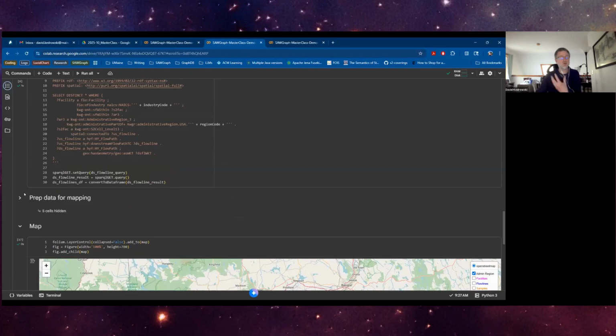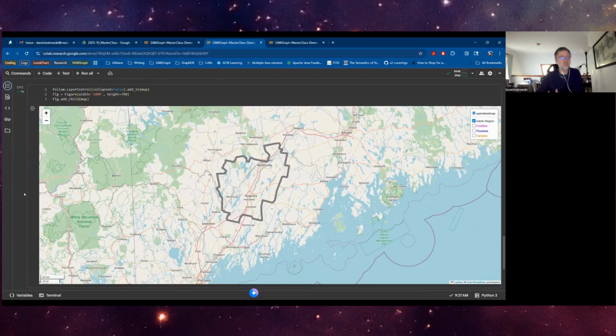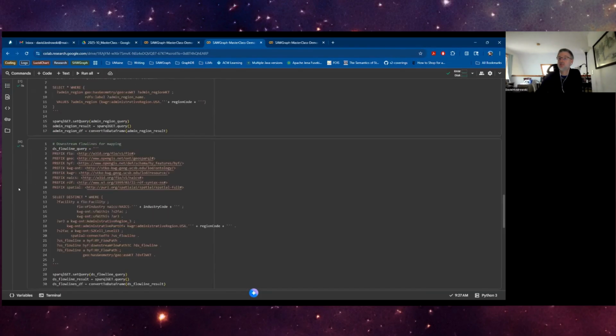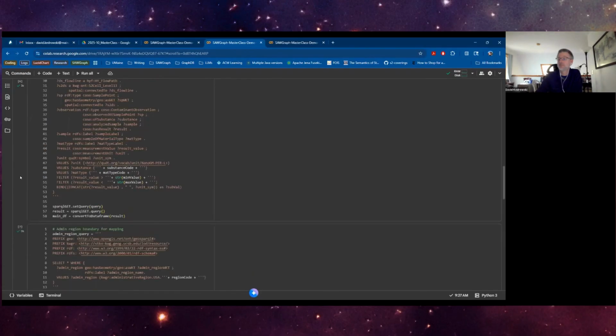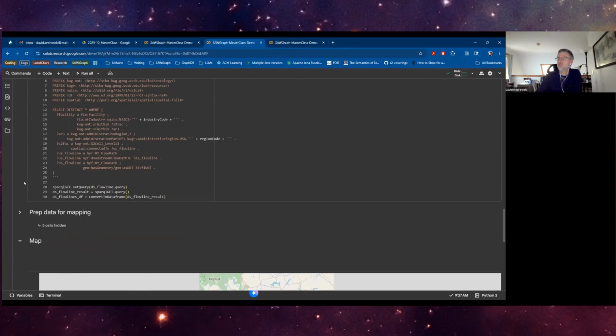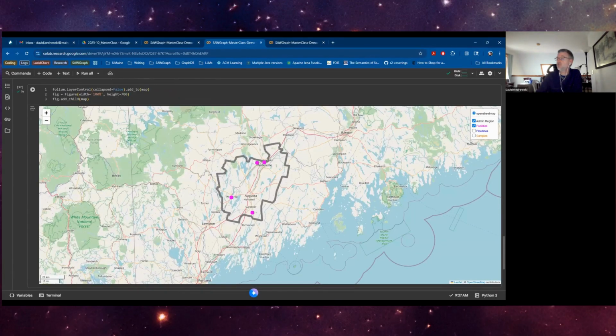And the couple of extra queries as I'm scrolling through there are just to pull up pieces of geometries for the map itself. So here I'm looking at Kennebec County in Maine, and what we're going to do is pull up facilities, and these facilities, I should have mentioned this back up here, are specifically in the wastewater treatment and disposal industry. So these are the facilities we have within Kennebec County for those.